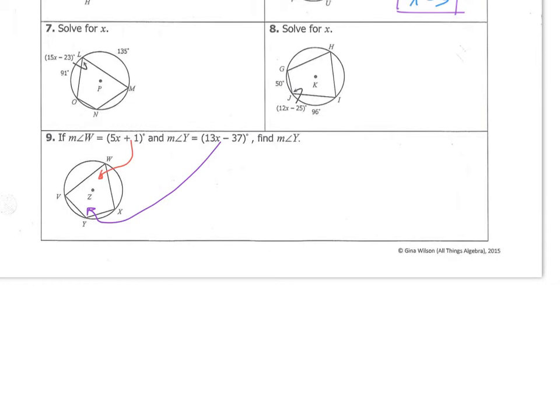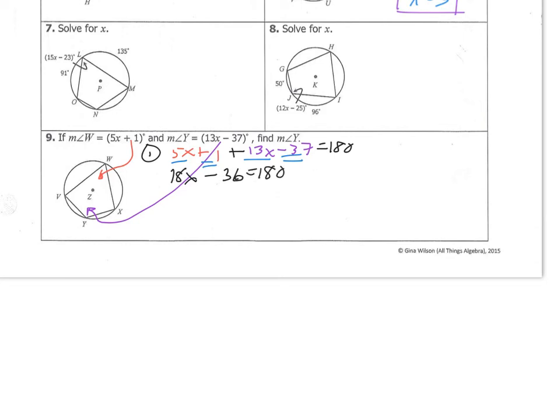So we're going to take the 5x, so bless you. So step 1, and again, step 1 is 5x plus 1 plus the 13x minus 37. And that should equal 180 degrees. So then add up your like terms. 5x and 13x is what? 18x. So we get 18x. And then what's plus 1 and a minus 37? Minus 36. Minus 36, very good, equals 180.